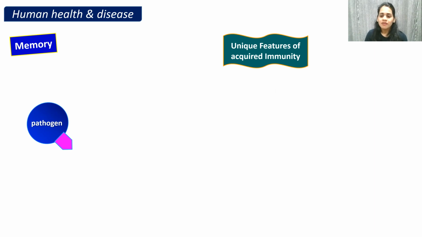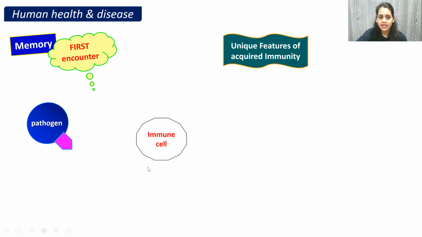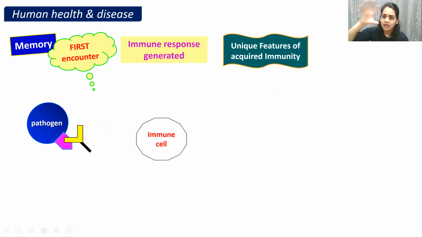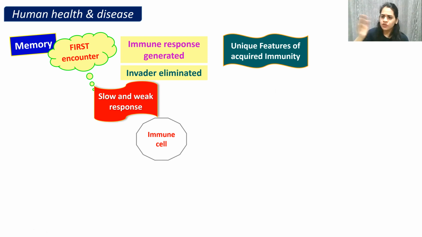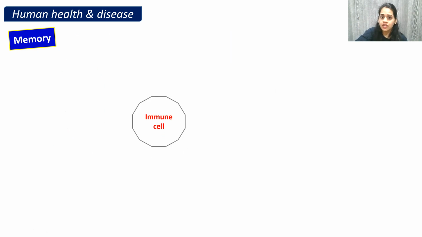So now coming to the last characteristic, that is memory. Our immune cell during the first encounter, that immune response gets generated. That means when a pathogen comes inside for the first time, the immune cell produces antibodies. So that's the first encounter when the pathogen has come into our body. And it also eliminates that pathogen. But this response is very slow and weak. It takes several days for the antibodies to get formed and to kill that pathogen. So that is the case in the first encounter.